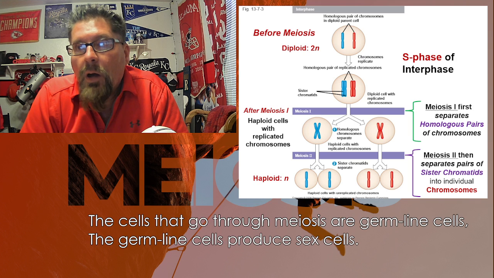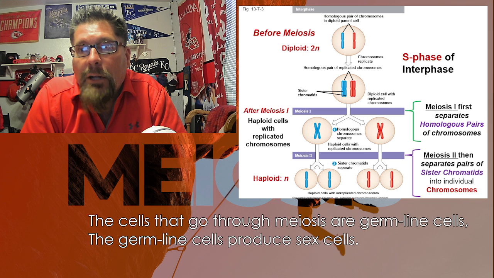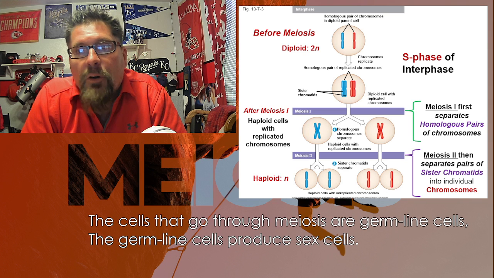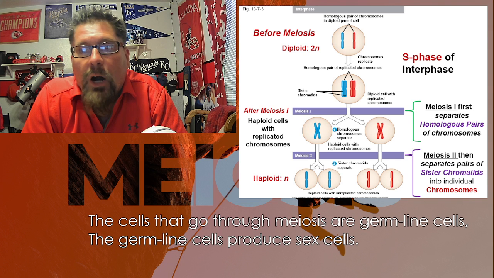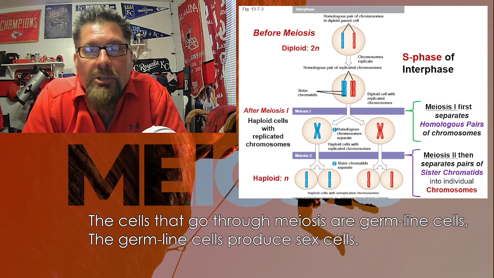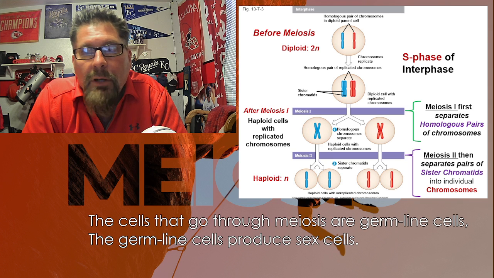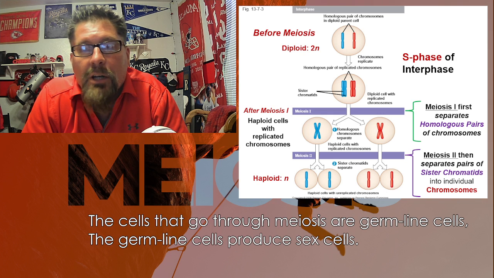All right, this is the same diagram we saw a few minutes ago. It's the idea of the first round of division where you separate the homologous chromosomes, and then in round 2, meiosis 2, you're separating the sister chromatids. That's the huge take-home message for this diagram. And the cells that go through meiosis, as I mentioned, are germline cells, and those germline cells eventually produce the sex cells, or the gametes.